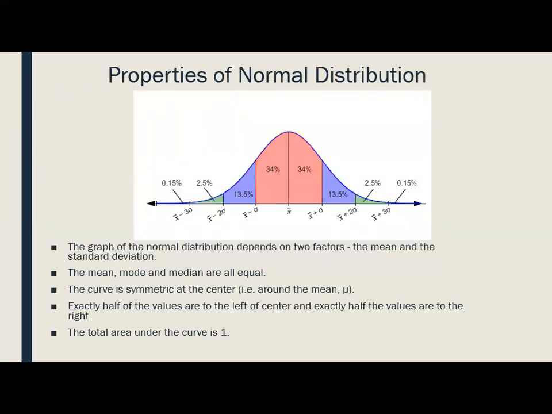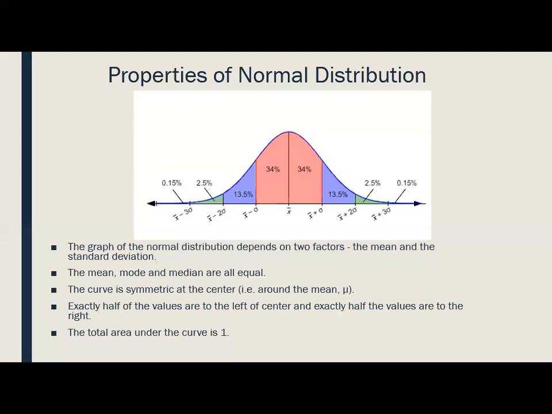Properties of normal distribution. The graph of the normal distribution depends on two factors, as I told earlier: the mean and the standard deviation. The mean will be at the center point, which is shown as x bar. The mean, mode and median are all equal in a normal distribution, which means that if you know the mean, it will be the same as the mode and median. And the curve is symmetric at the center. Symmetric means the right hand side is equivalent to the left hand side, like a mirror image.